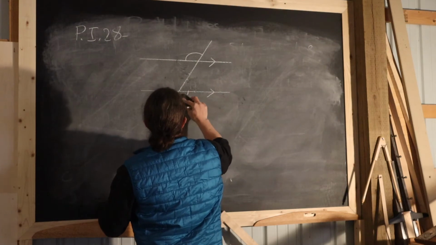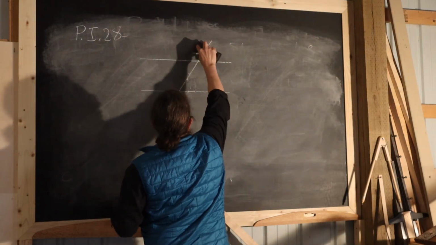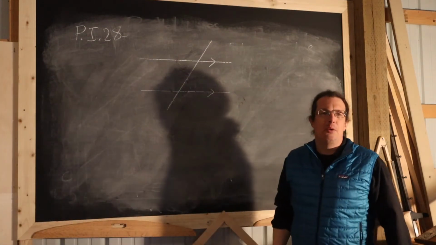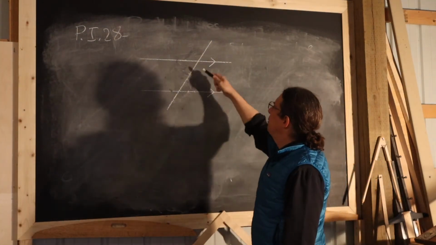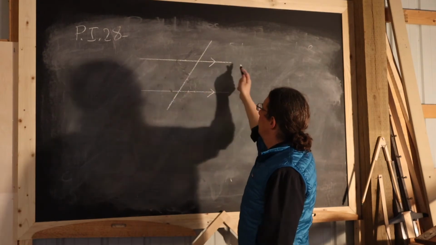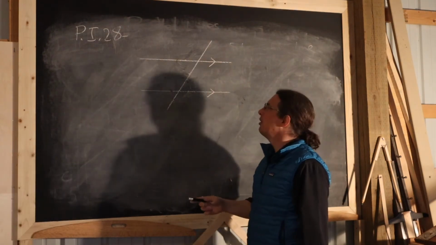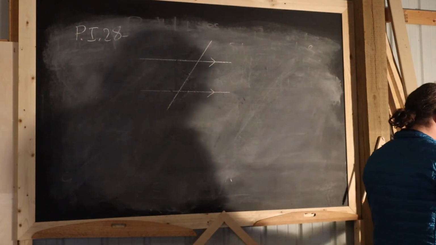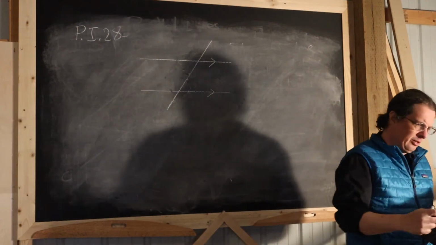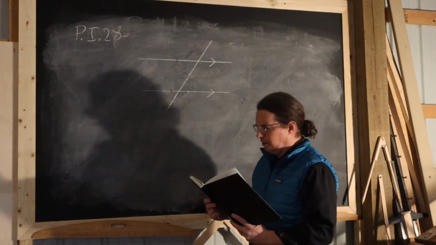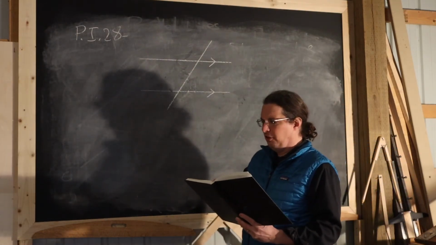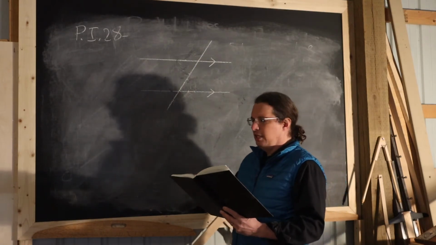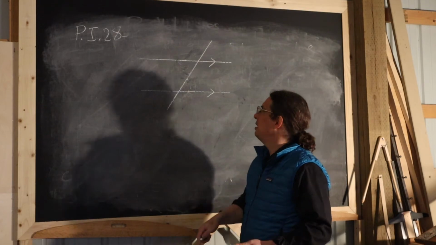Proposition 28 works with the same kind of network. And it says, look, if you've got a line that traverses two other lines, and if you can show, the wording stated carefully here, that these straight lines make the exterior angle equal to the interior and opposite angle on the same line.